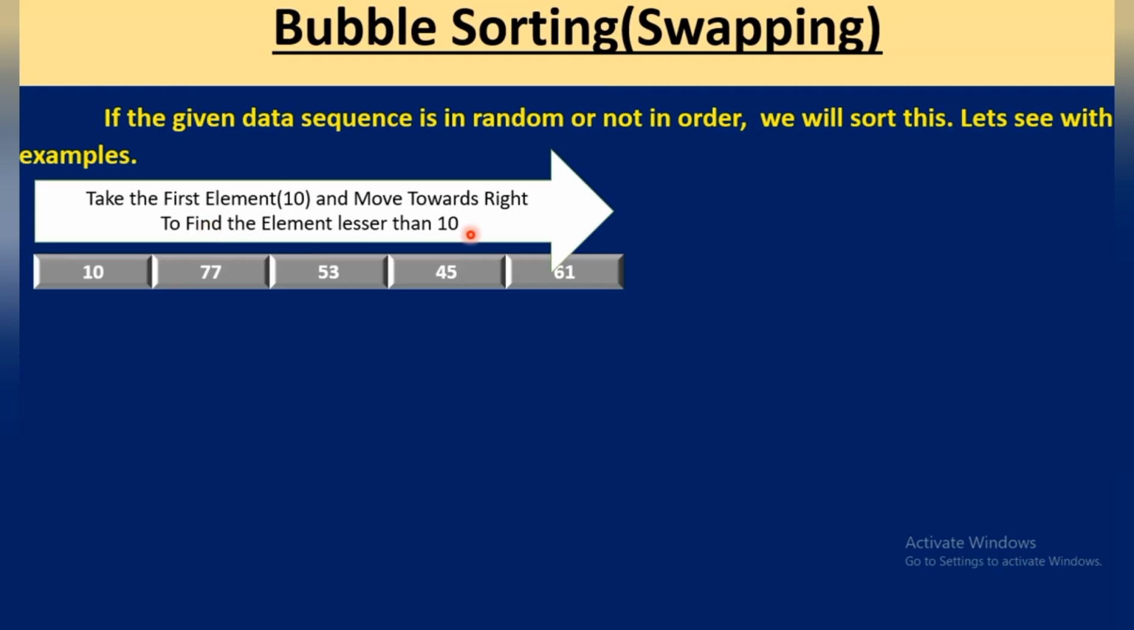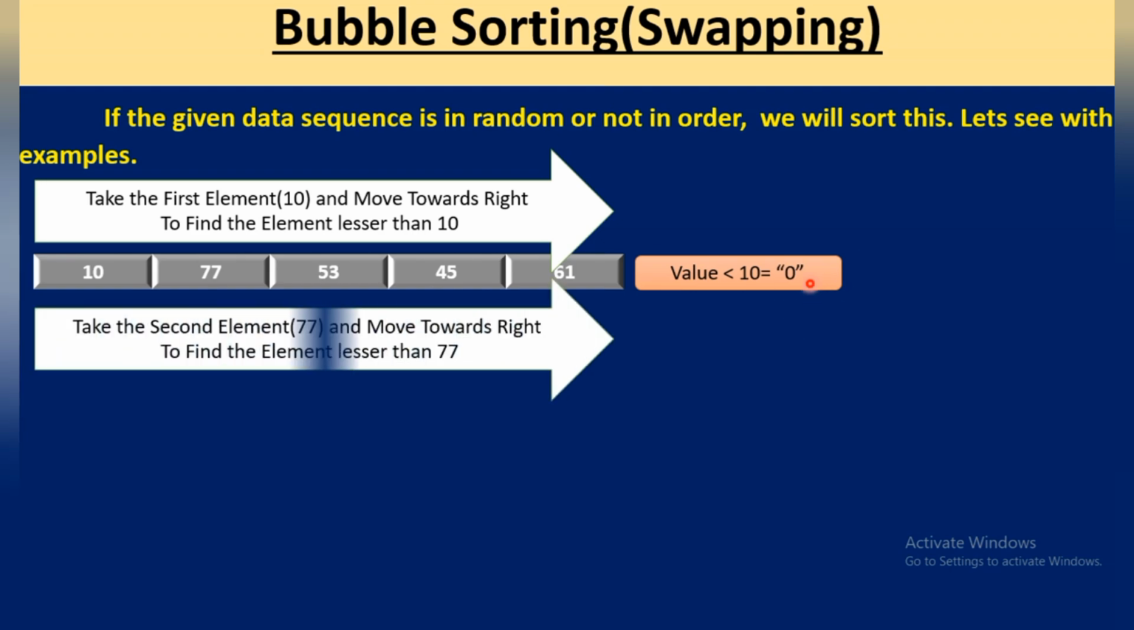Take the first element 10 and move towards right to find the element that is lesser than 10. Is there any element present lesser than 10? Just look in this rightward direction. None of the elements is present, so the count of values less than 10 is 0. Now take the second element 77 and do the same process: move towards right and find the elements lesser than 77. The count of values lesser than 77 is 3. Three elements are present: 53, 45 and 61.